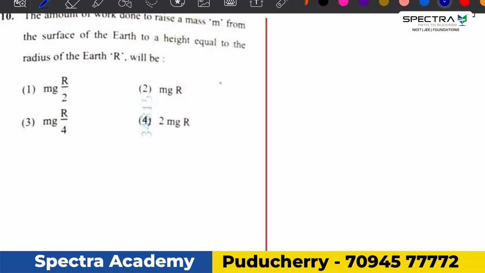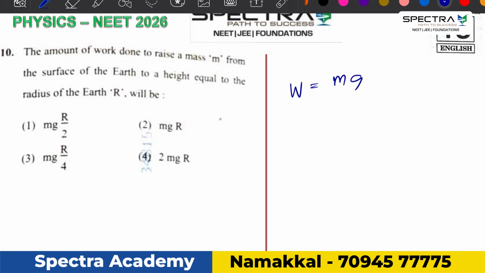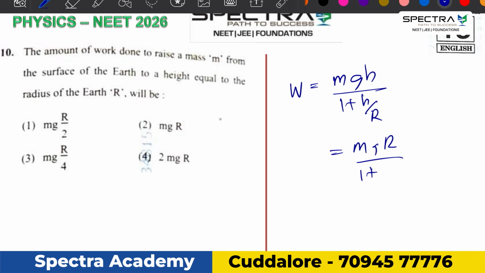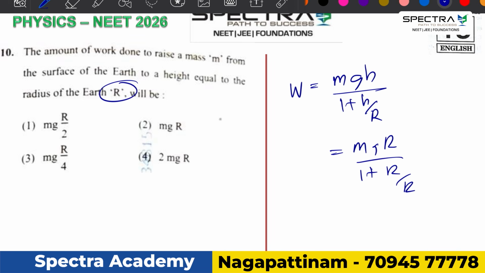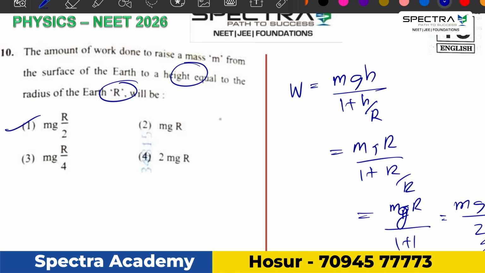9th question done. Question number 10. The amount of work done to raise a mass m from the surface of earth to a height equal to the radius of earth R is given by. Direct question. Work done is equal to mgh divided by 1 plus h by R. Direct equation. Here height is equal to R. So mgR divided by 1 plus 1, which is equal to mgR by 2. So answer first is the right answer.